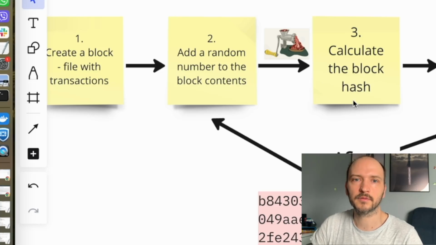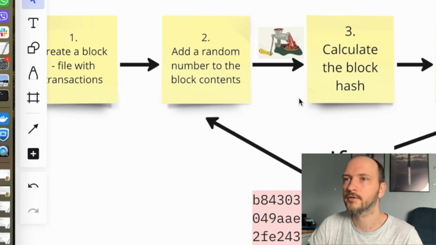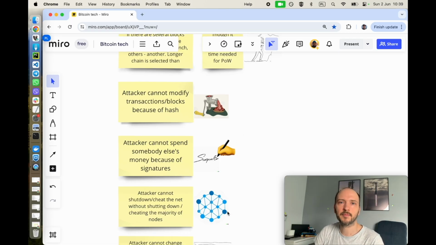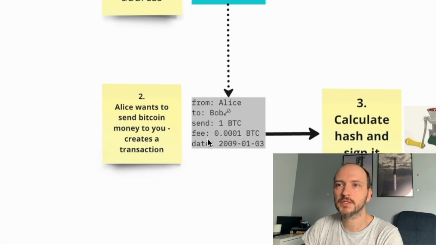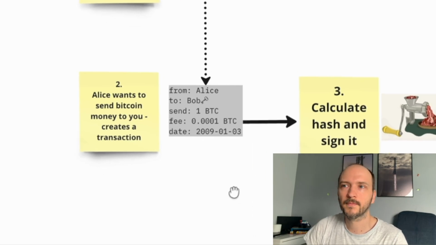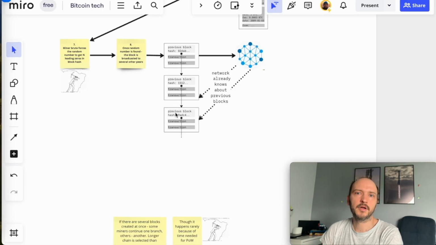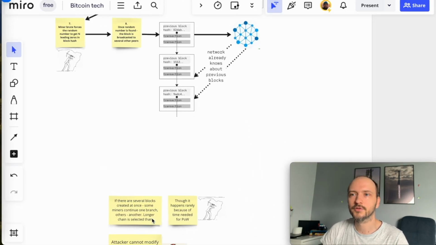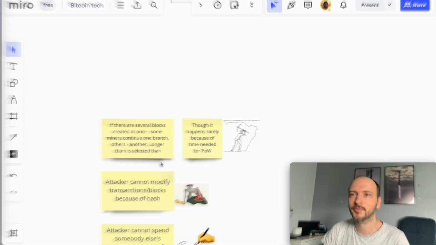A block hash is something similar to the results of a meat grinder. And an attacker cannot spend somebody else's money because of the signature. Then she sends 1 Bitcoin with this fee, with this date, so this is a transaction. Simple technologies combined together, and they result in this awesome feature that you have in Bitcoin.